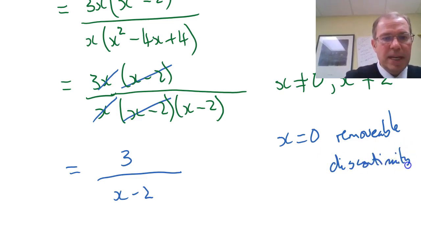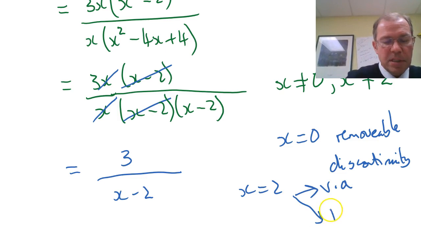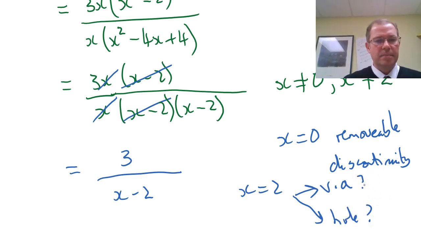But the question is, we cancelled one of the x minus 2. So is x equals 2 a discontinuity in terms of is it a vertical asymptote? I'll write VA. Or is it a hole, a removable discontinuity, or a point discontinuity? Which one is it? What do you think?